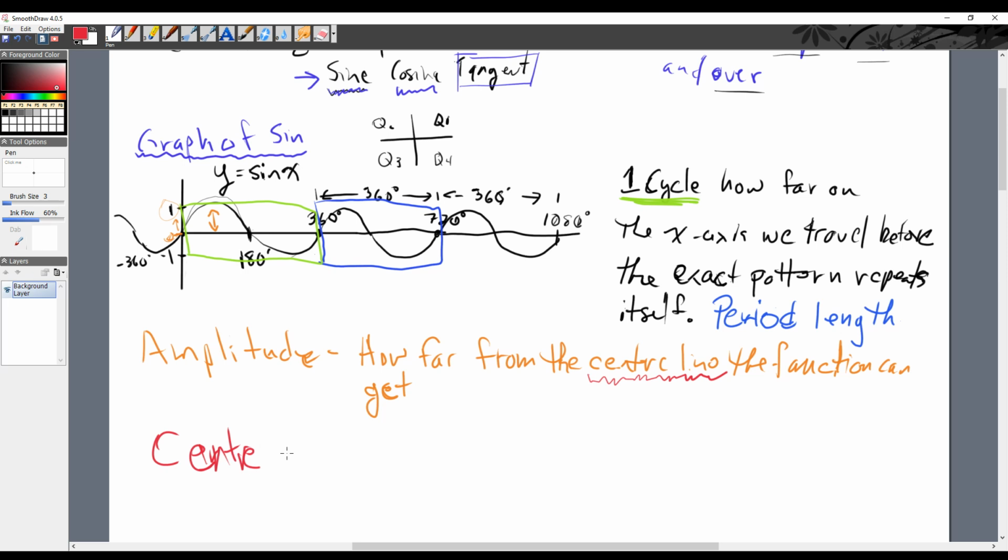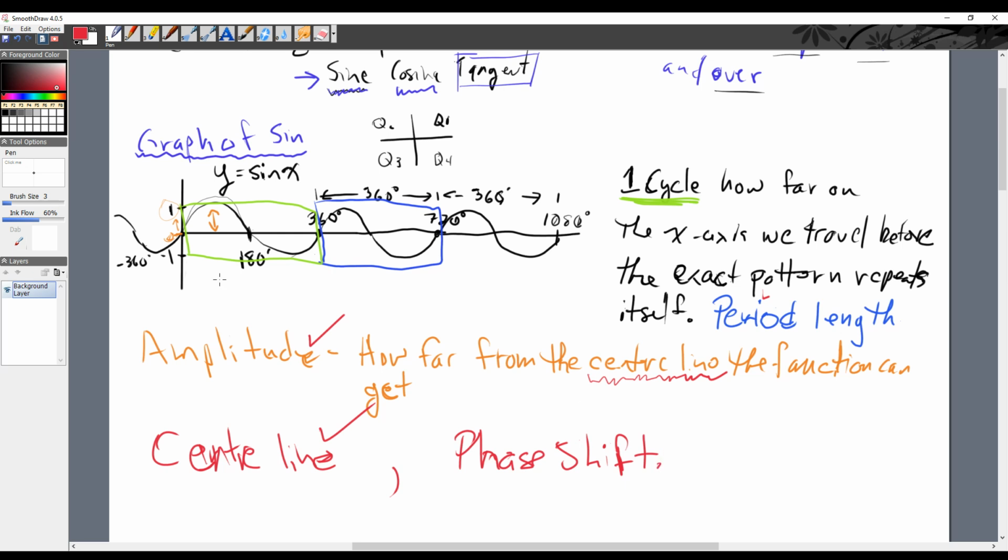So the center line is something that we're going to track. There are a few things. We're going to check the period length, we're going to check amplitude, we're going to check center line, and then the last thing that we're going to talk about is a fancy term called phase shift. And that's the last thing that we're going to track when we're talking about graphs.